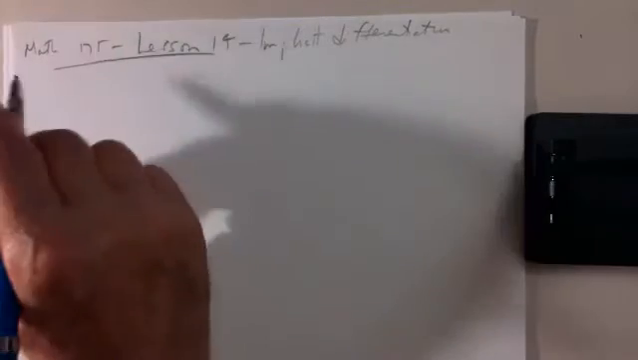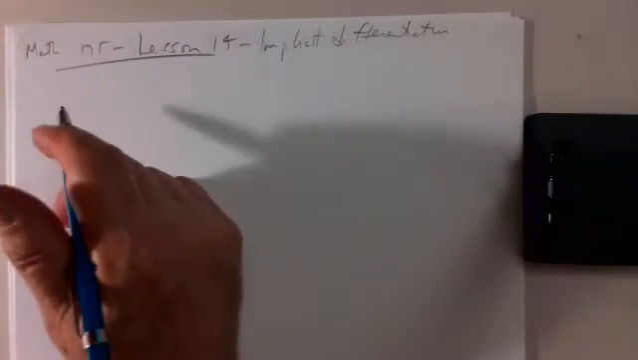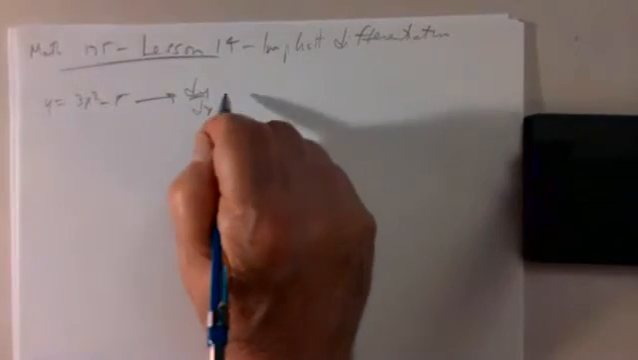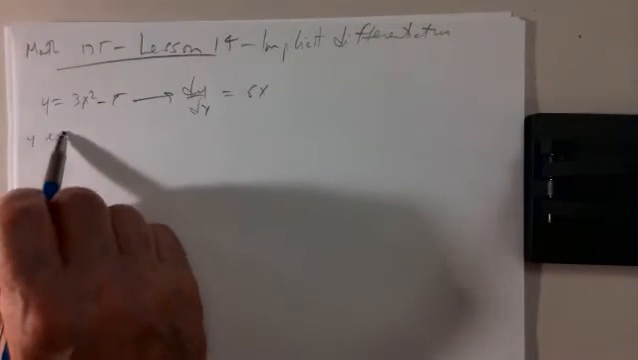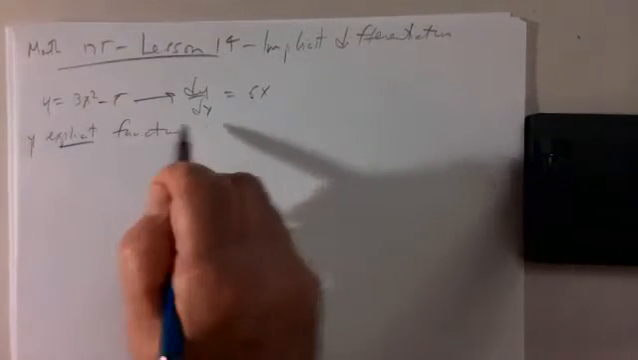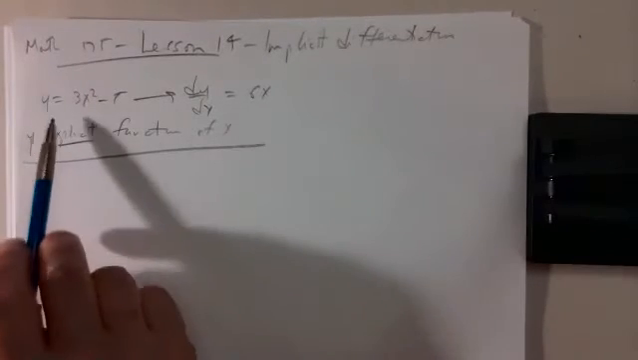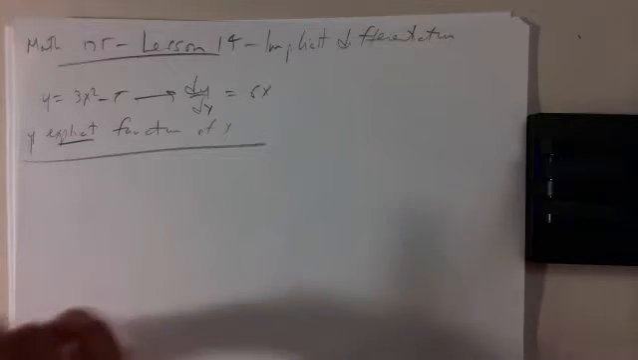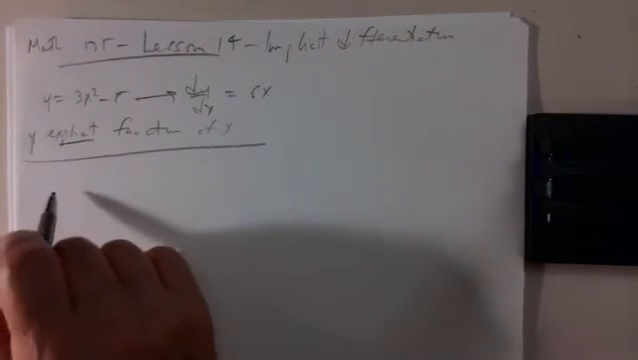So the idea is we know how to find the derivative of a function. If we're given y equals 3x squared minus 5, then dy/dx is 6x. So y is an explicit function of x. In this example, y is exactly this function of x, and we differentiate it. Now, suppose we have something more subtle.